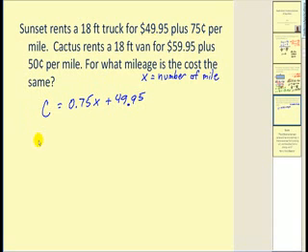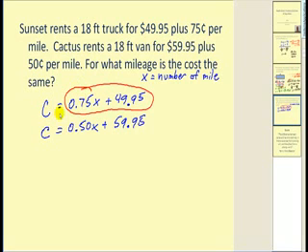Now if we go with the 18-foot van from Cactus, the cost is going to equal 50 cents per mile, so 0.50 times x plus the fixed cost of $59.95. So there's our system of equations. The question asks, for what mileage is the cost the same? So we're trying to find the values of x and c that satisfy both equations at the same time. Again, we can solve this using a variety of methods, but what sticks out for me is substitution, because both equations are already solved for c.